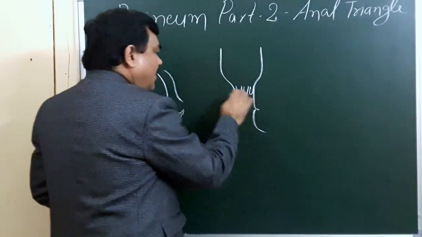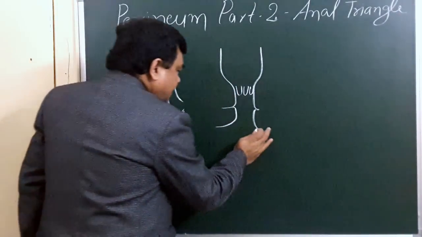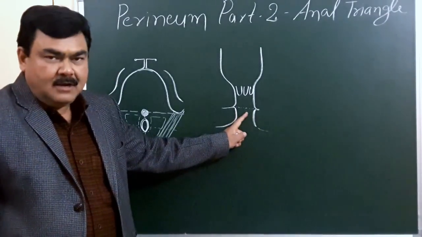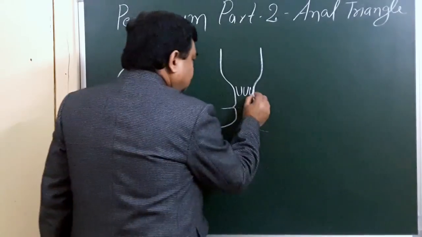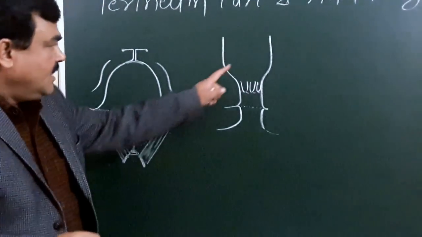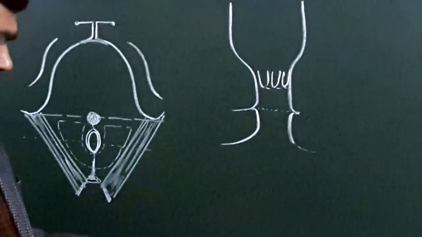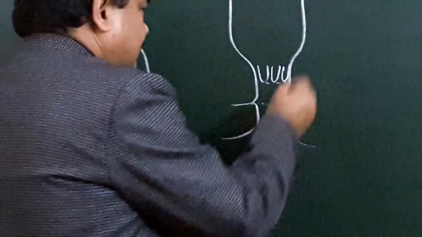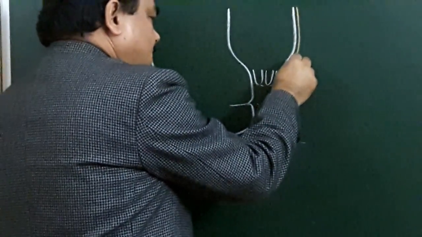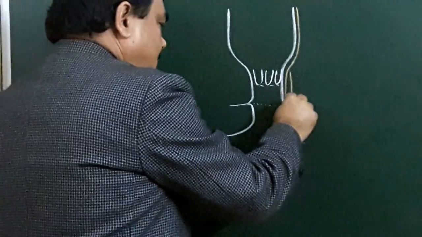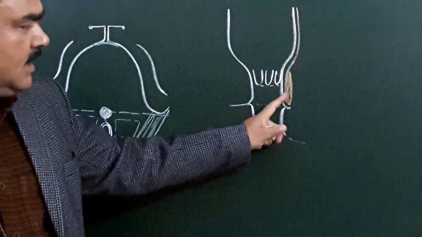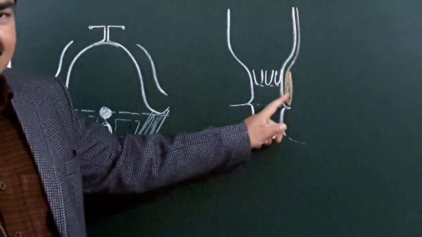Here are the anal columns, and this is the white line of Hilton. This line is the pectinate line. So this part is the rectum, and this is the anal canal. Here is the inner muscular coat. In the anal region, this muscular coat forms the internal anal sphincter.